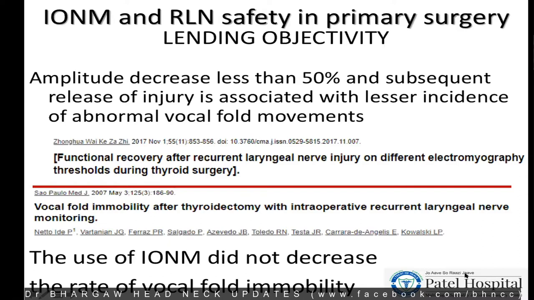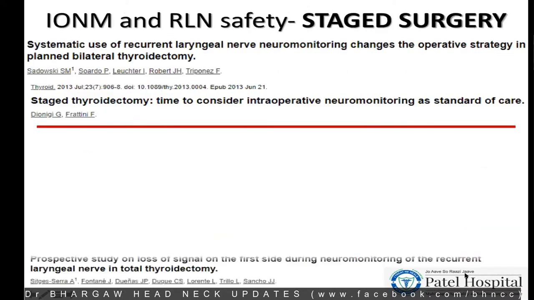Okay. Another paper would indicate that even if you were doing recurrent laryngeal nerve monitoring, this is again older data, it did not decrease the rate of vocal fold mobility in this subset. This is the Sao Paulo Medical Journal, and this is older literature. So we'll take that with a pinch of salt as we move forward from a high volume center, of course.